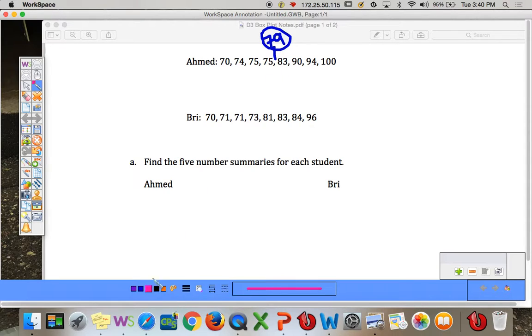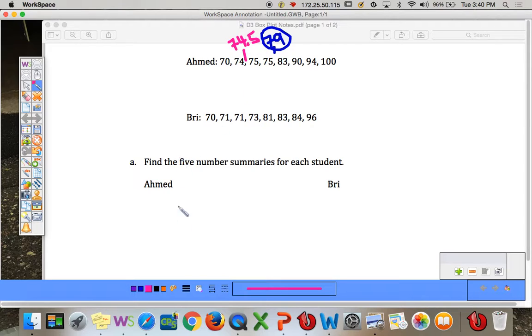To find Q1, let's look at the first half of data. So look at everything below the median and find the middle. So again, we cross off. What's the middle of 74 and 75? Well, it's 74.5. If you didn't know that, you could add them up and divide by 2. So this will be 74.5.